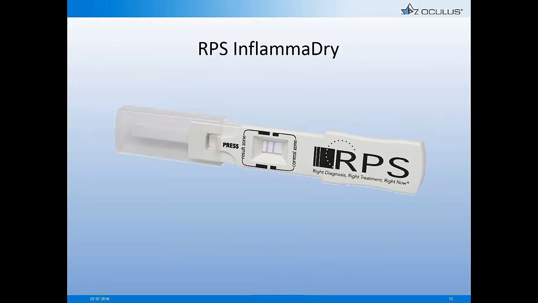One of the other products, this is not from OCULUS, this is from Rapid Pathogen Screening, an InflammaDry, a great product, and it looks for MMP9 proteins. MMP9 is a non-specific marker for inflammation, and this is something that's very easy to do, and it can really give you a lot of information as far as whether inflammation is happening, whether it's visible or not. But Dr. Botts or Dr. Overman, is this something that you have experience with in your own practice?